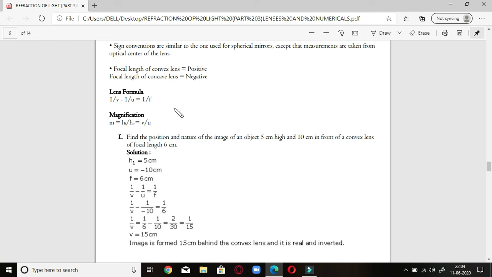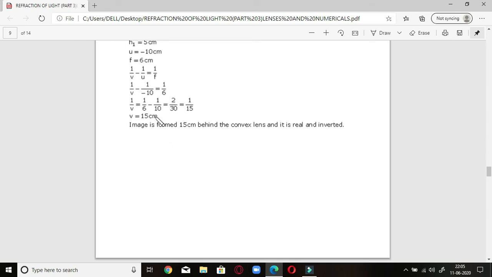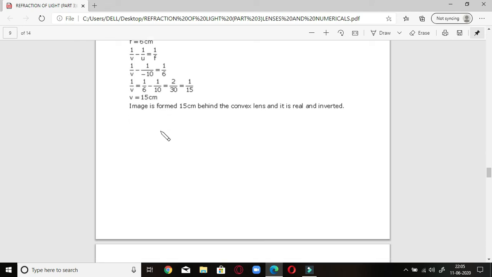First is: find the position and nature of the image of an object 5 cm high and 10 cm in front of a convex lens of focal length 6 cm. Of course h1 is 5 cm, u is negative 10 cm, focal length f is 6 cm. When we use the formula and put in all the values, we will find that v is 15 cm. Of course you know the image is formed on the right-hand side, so v is positive, and the image will be real and inverted.